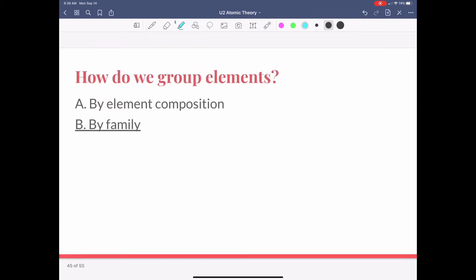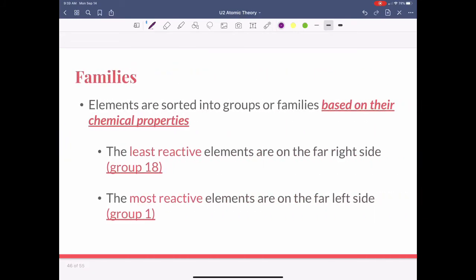So next we're going to look at how we group elements by family. Remember we said families are their groups. Families are our groups, those up and down vertical columns on your periodic table. These elements are grouped together based on chemical properties.